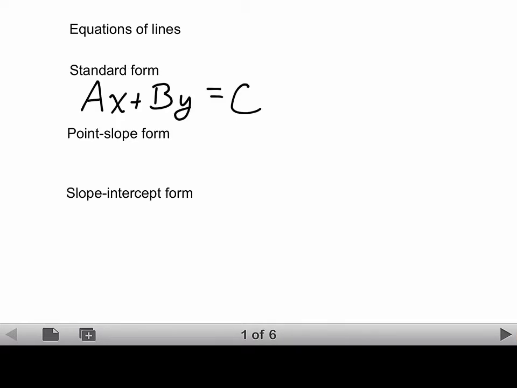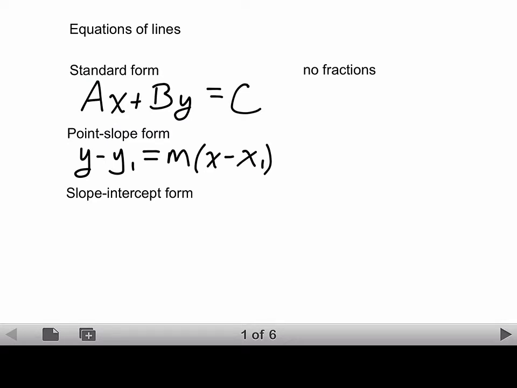In this session, we're going to explore equations of lines. There are three forms of equations that we care about. They are standard form, point-slope form, and slope-intercept form. Standard form is ax plus by equals c, and when an equation is written in standard form, we prefer to have no fractions. Note that x and y are on the same side. We prefer that a be positive.